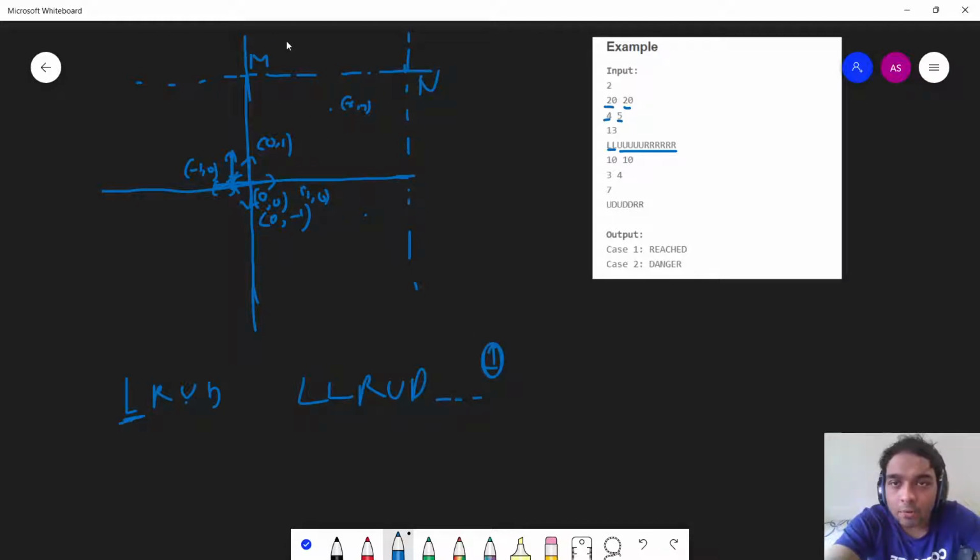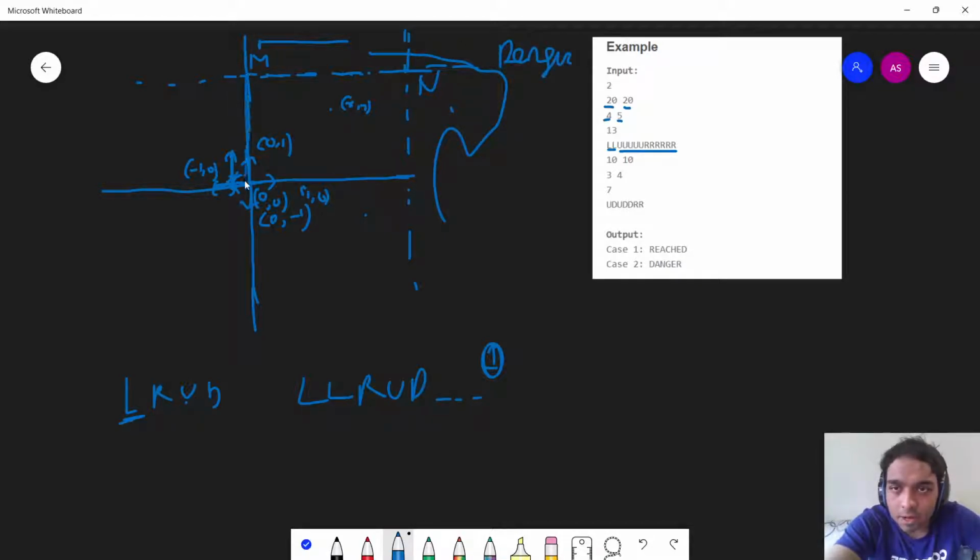Whatever the final position that the person will reach at the end of the string, if that particular position lies outside this box of 0 and n comma m, then my person lies in the danger zone. So all the area here outside the box is nothing but my danger zone.